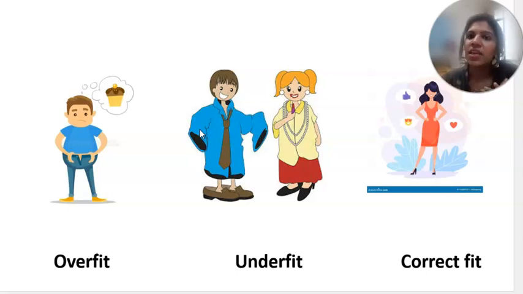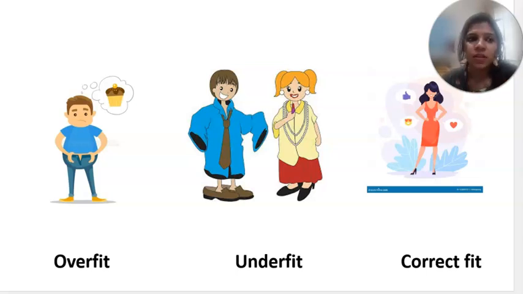Okay, similarly our model is also having the same thing. It should not be an overfit model, it should not be an underfit model, it should be a generalized model. Our model which was trained by us should be a generalized model, that is, it should be a correct fit. How does it happen?